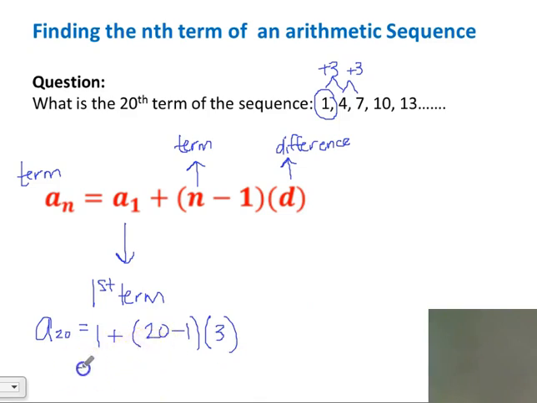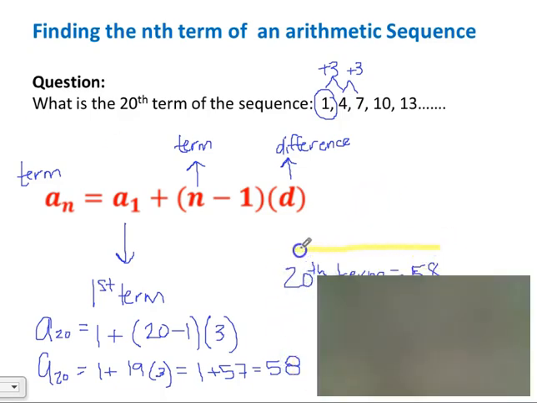Then we do the math. So the 20th term is going to be 20 minus 1, which is 19. Then we're going to take 19 times 3. So we're going to do our order of operations first. We multiply. So 19 times 3 is 57. Then we add that to 1 and we get 58. So that means that our 20th term is equal to 58.